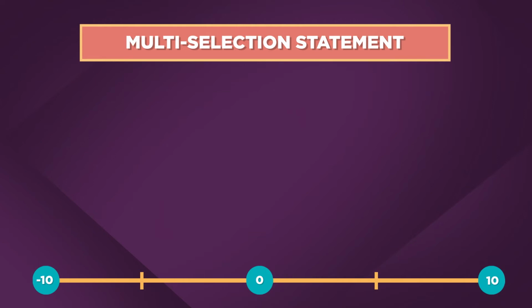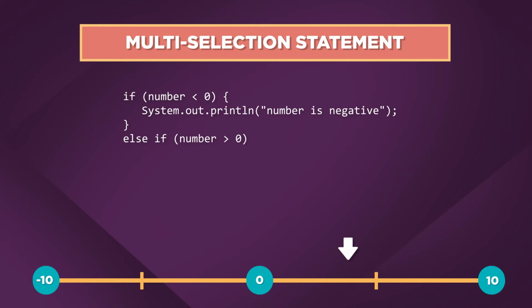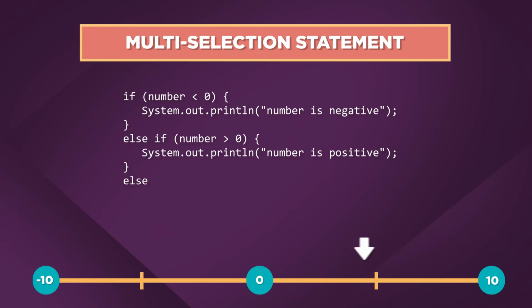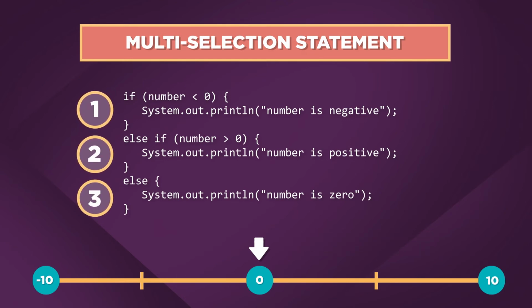First, we start with the if statement. Our condition will check if a number is less than 0. If it is less than 0, we'll print number is negative. To check the next condition, we add an else if statement. This condition will check if a number is greater than 0. If it is greater than 0, we'll print number is positive. Then we add the else statement. This will print number is 0, because none of the conditions were true. Now we have 3 different outcomes that can occur depending on which condition is true.